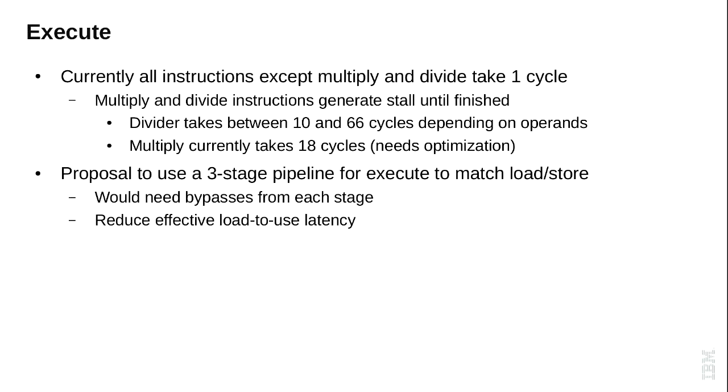So somebody really needs to have a good look at what the DSP in the Artix 7 can do and write some custom VHDL for the Artix 7 and then perhaps for the ECP5 and whatever. It's very unoptimized at this point. There is a proposal to use a 3-stage pipeline for execute in order to match the latency of load store, in order to reduce the effective load to use latency. We would need to then have bypasses from each stage of that 3-cycle execute pipeline. Having 3 cycles might also enable us to optimize some other things.